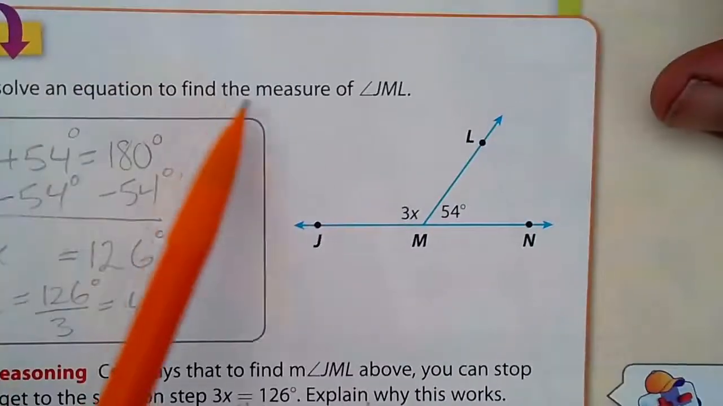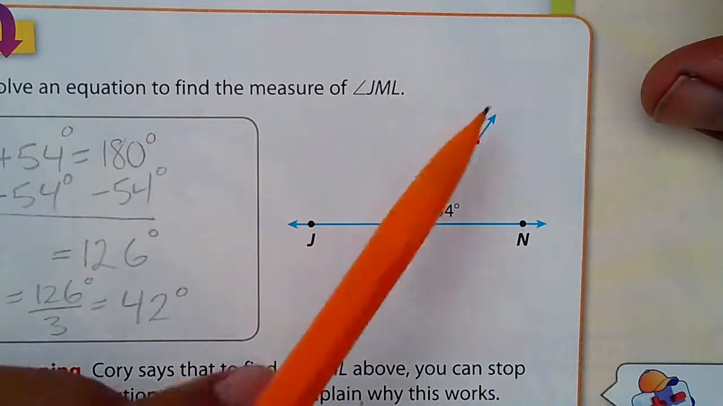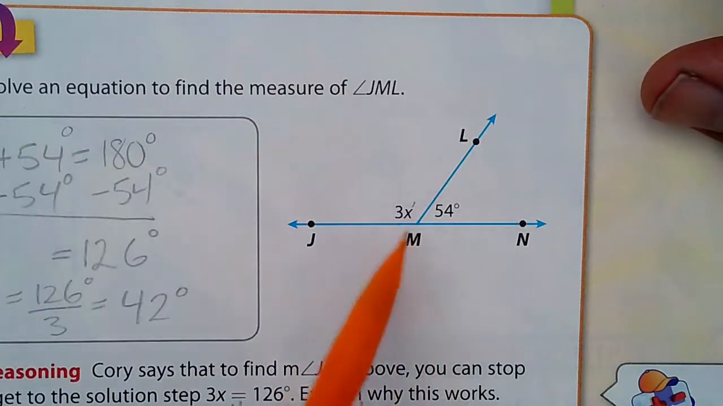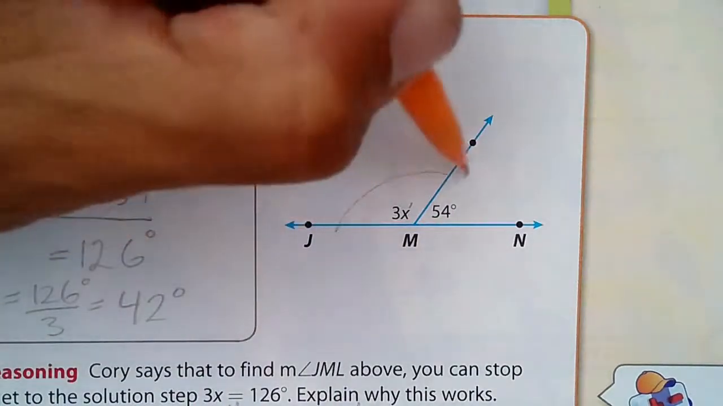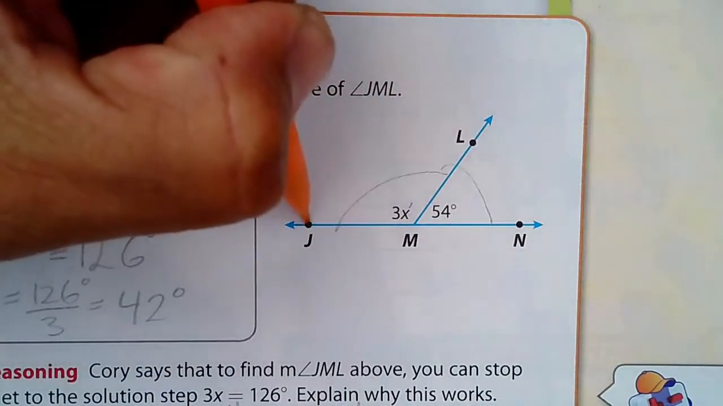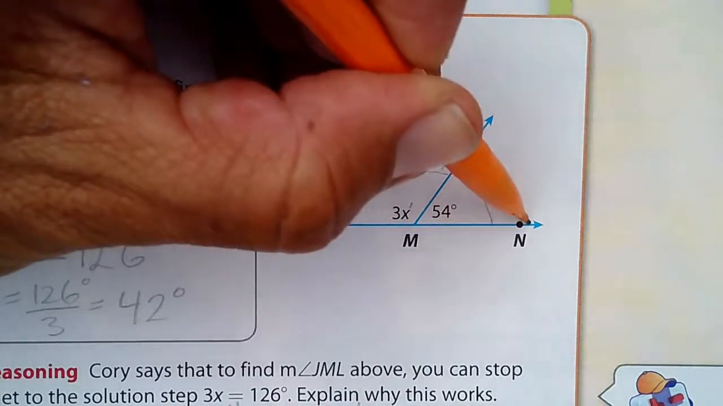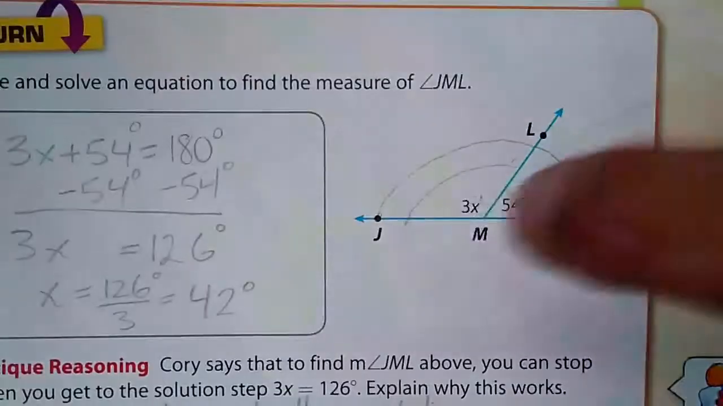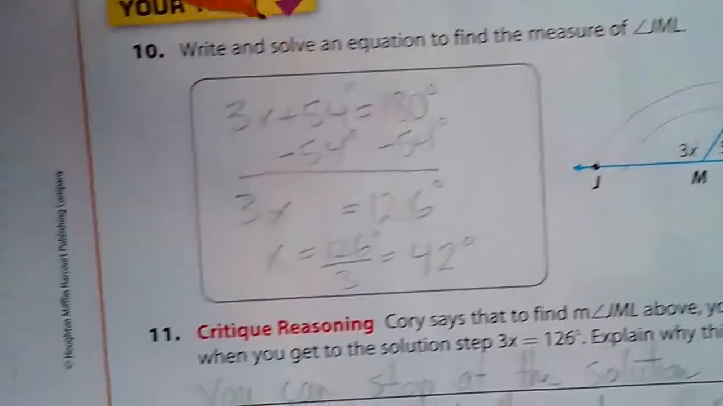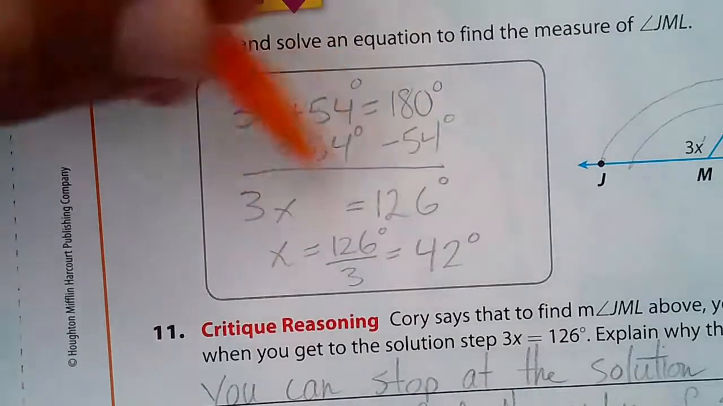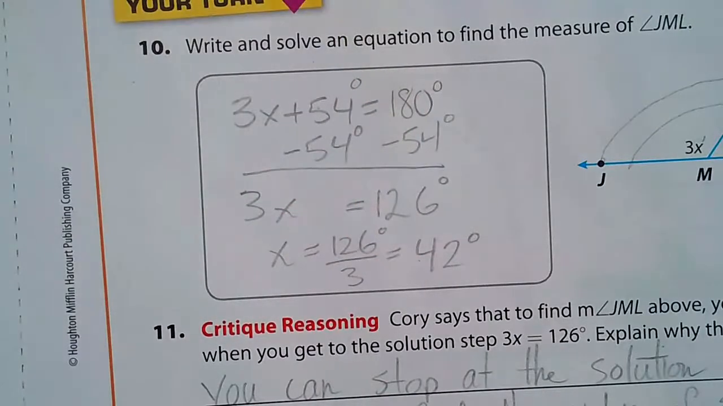Write and solve an equation for the measure of JML. JML. So this right here, we have two supplementary angles. This angle plus this angle gets you all the way from here to the other side of this straight line. It's 180 degrees. So 3x plus 54 degrees equals 180 degrees. Solve for x. X equals 42.